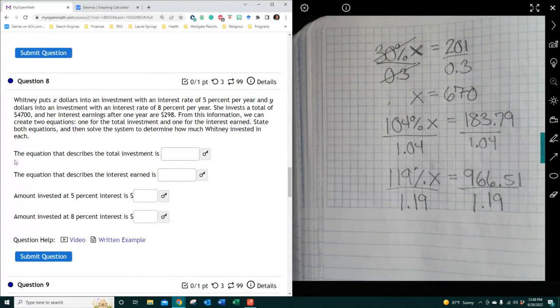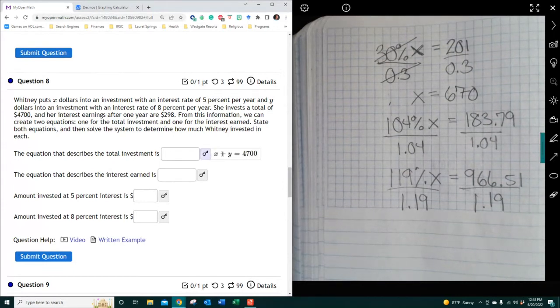Now, what's really nice about this system is that it breaks it down for you. The equation that describes the total investment is what? So we have X dollars invested at something and then Y dollars invested at something. So the equation would be X plus Y equals $4,700. And that is it. That's what we're looking for. Okay. X plus Y equals $4,700.